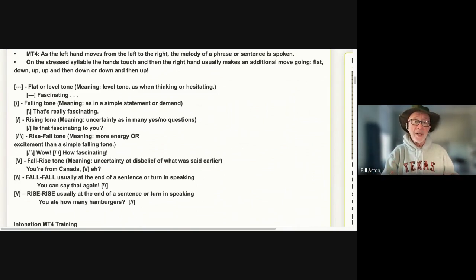Next one's a falling tone, just a basic statement. That's really fascinating. That's really fascinating. Your hand comes across like this, fascinating. Touches here, fascinating. So it's really two touches, fascinating. Even with the flat, it's fascinating. So all of these MT4s involve two touches, one strong, and the other one very, very light.